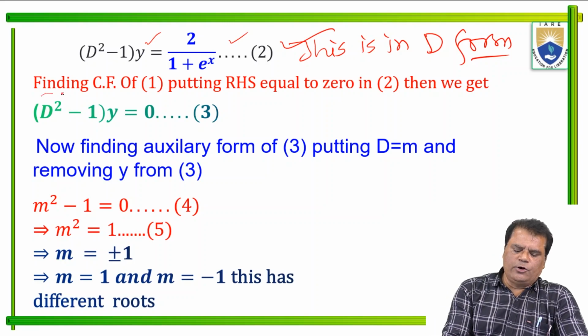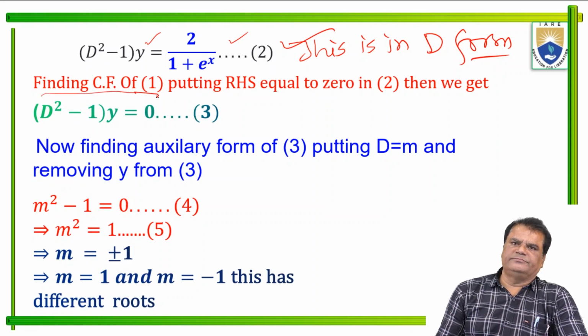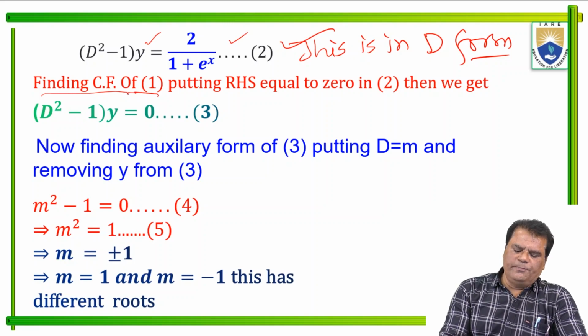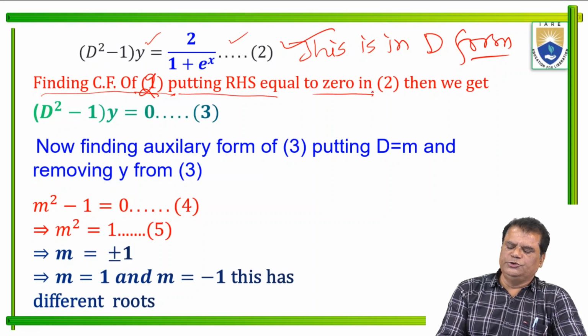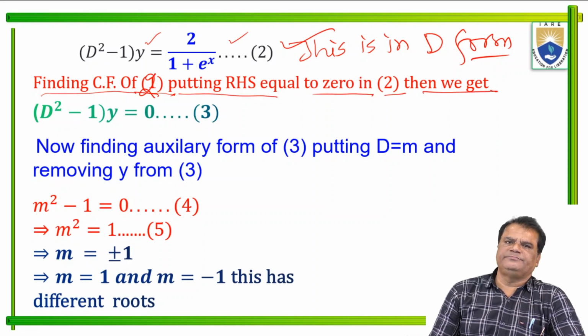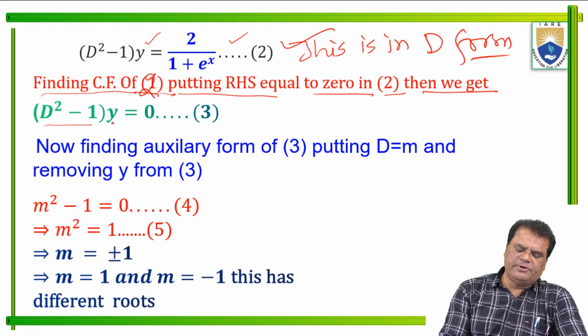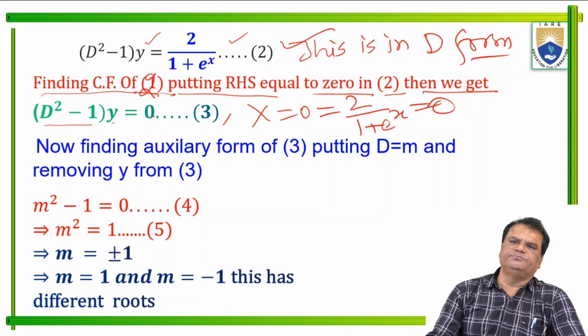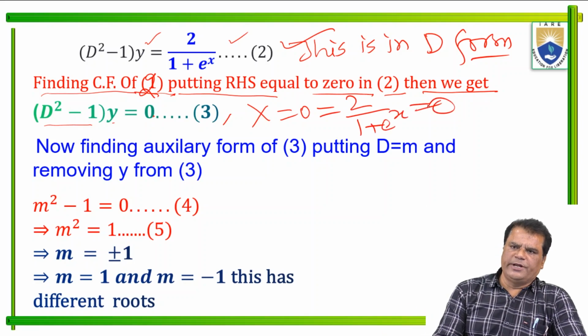So now finding complementary function of 1. Here this equation 2 is the question, so we can easily find complementary function of 2. Now finding complementary function of 2, putting RHS equal to 0 in 2. Then we get (D square minus 1)y equal to 0. Here putting X equal to 0, X is 2 upon 1 plus e to the power x. Taking this as 0, this result is put in 2.